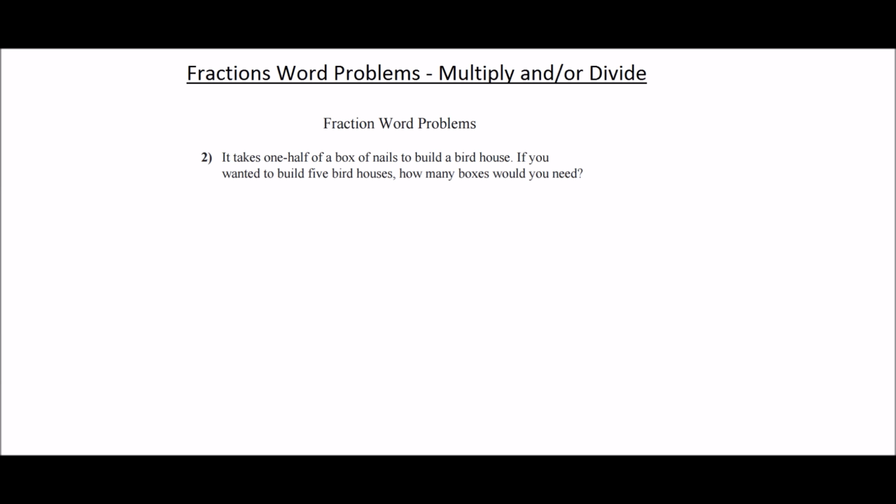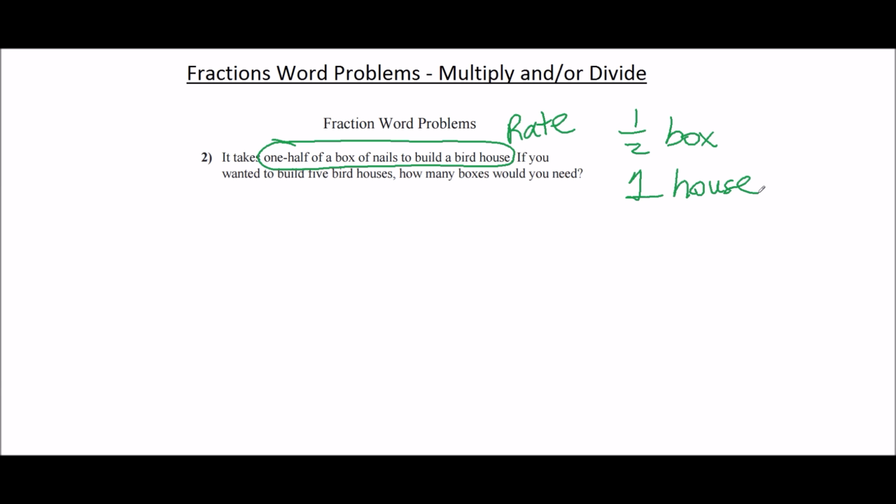So we were talking about looking for rates, and I see a rate in here. I see 1/2 of a box of nails to build a birdhouse. 1/2 of a box of nails, I need to compare it to something else, to build a birdhouse. So that whole thing right there is my rate. I've got 1/2 a box of nails, I'm just going to say 1/2 a box, and I'm comparing that to 1 birdhouse, and I'm just going to say 1 house. Okay, that's my rate. I'm comparing those two numbers, 1/2 of a box compared to 1 house.